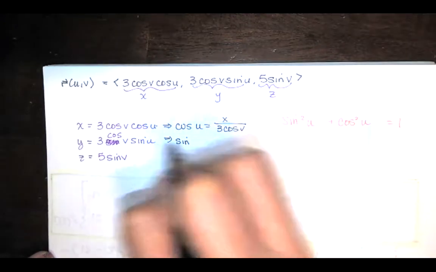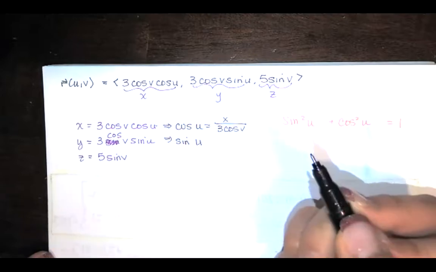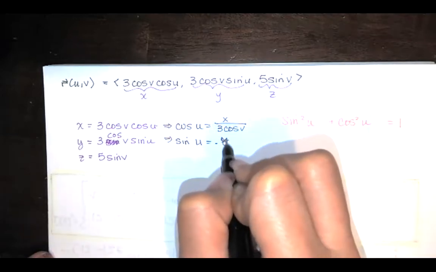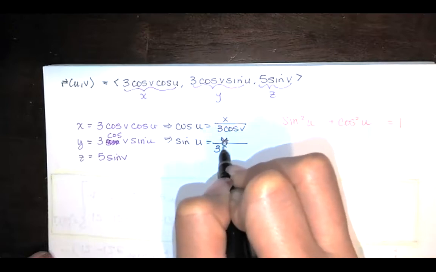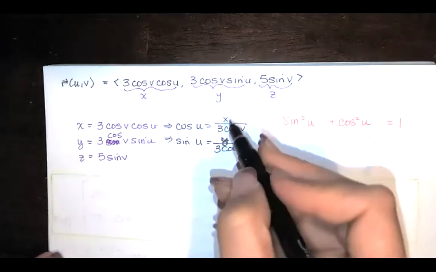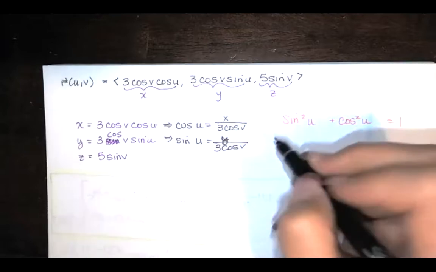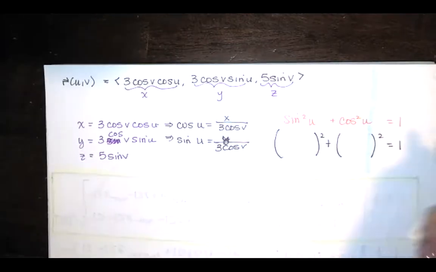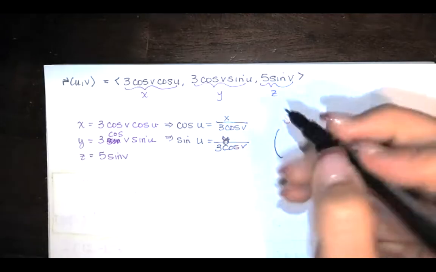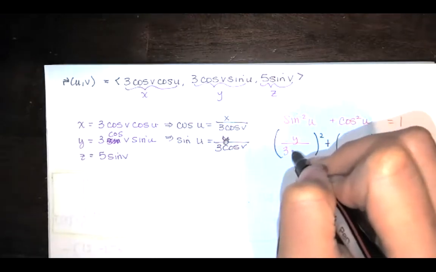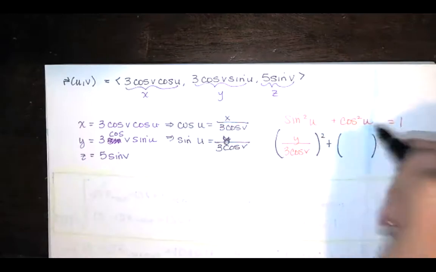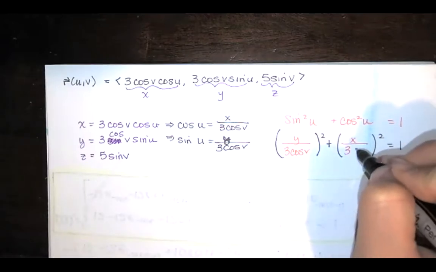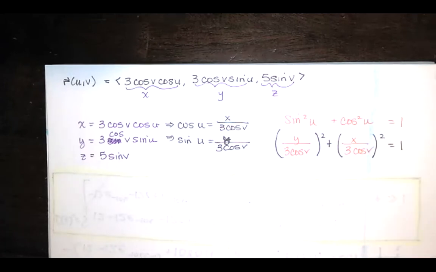Similarly, if I want to solve this for sine of u and it's multiplied by 3 times cosine of v, I will divide both sides by 3 cosine of v, and we'll substitute those into this equation. So we've got sine squared plus cosine squared equals 1. And sine of u is y over 3 cosine of v. And cosine of u is equal to x over 3 cosine of v.